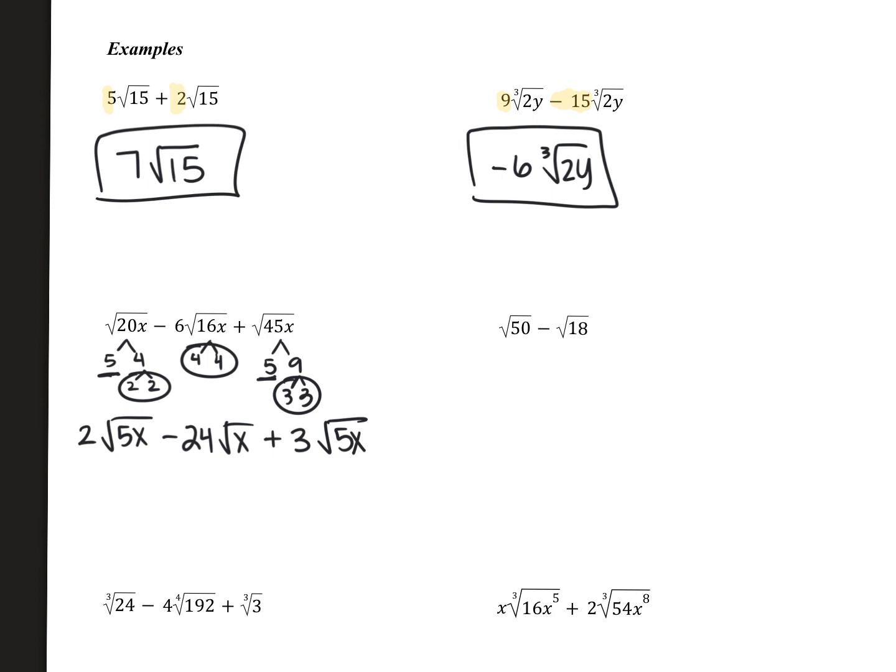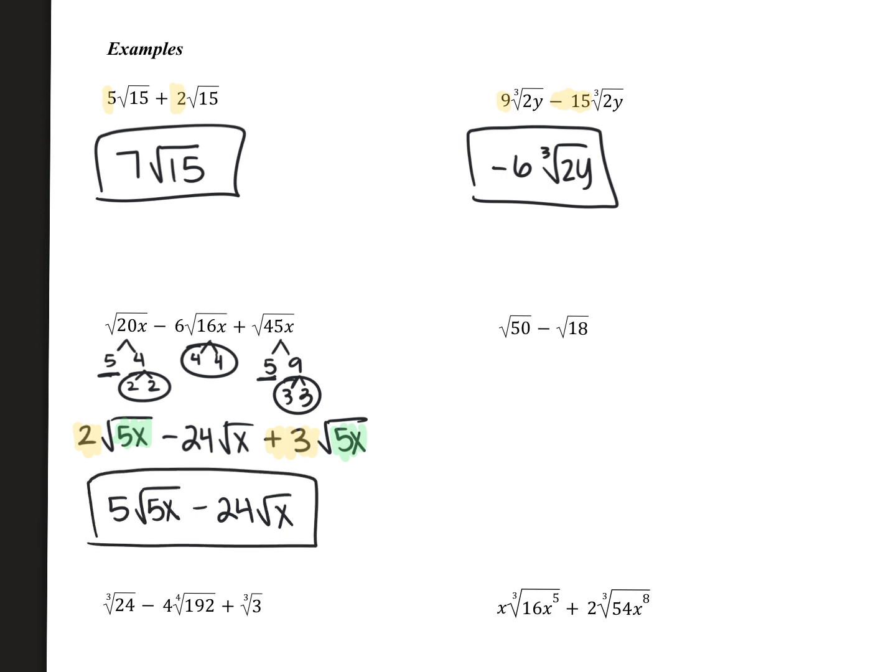So now that I've simplified it, I have two like radicals. I have two radicals that have square root 5x, which means I can do 2 plus 3. So that's giving me 5 square root 5x minus 24 square root x. The negative 24 square root x didn't have a like term, so it's not going to combine with anything, but the other two can.